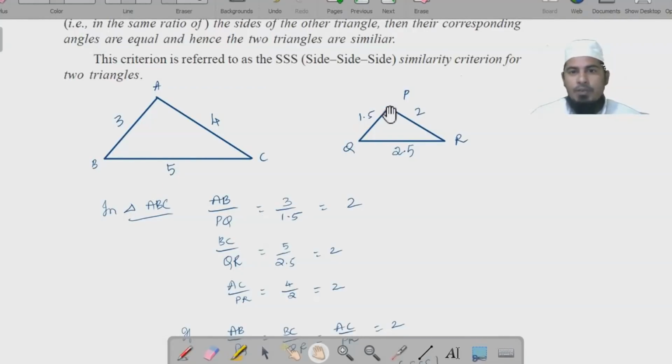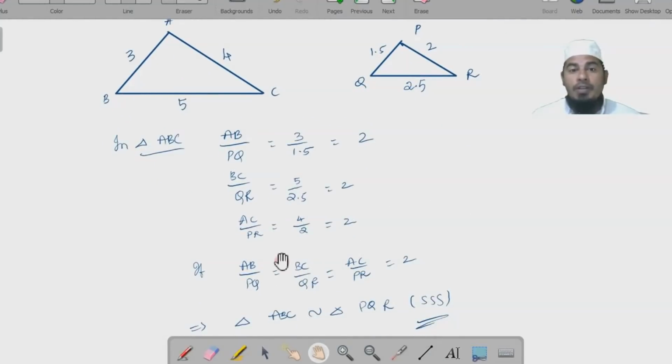AB by PQ is how much? 3 by 1.5, we got 2. BC by QR is again 2. AC by PR is again 2. We need to prove that all these ratios are equal. When these corresponding sides' ratios are equal, then these two triangles are similar by triple S similarity criterion.